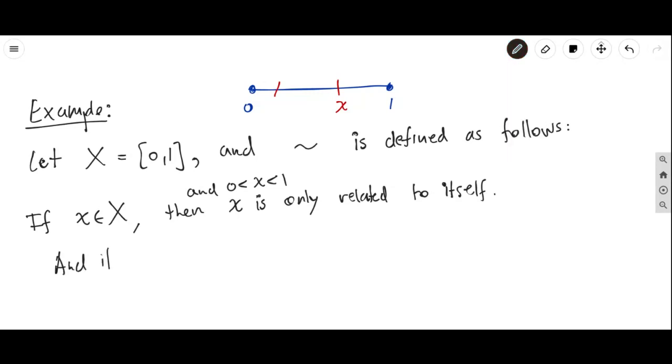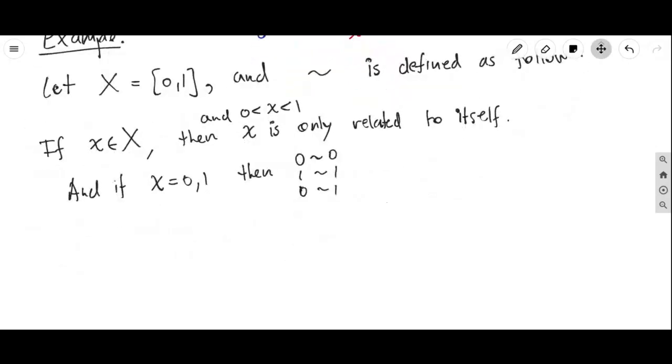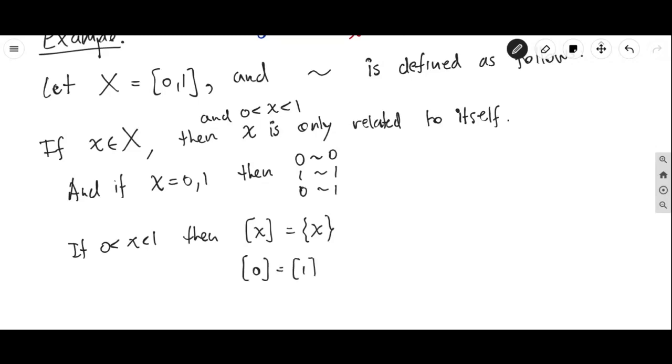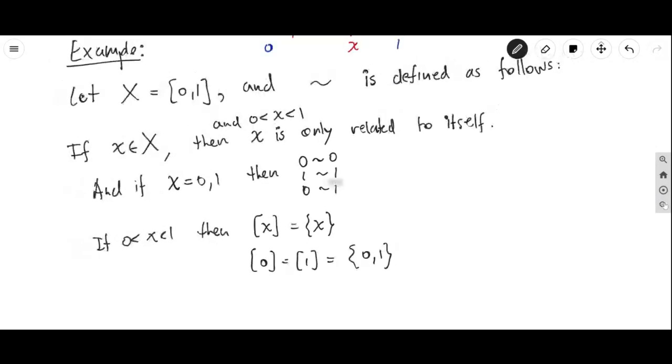And if x is 0 or 1, then you would say that 0 is related to itself. It has to be that 1 is related to itself and 0 is related to 1. So maybe this will make it easier for you. If x is between 0 and 1, then the equivalence class of x is just a set containing x, whereas the equivalence class of 0 and the equivalence class of 1 are the same, and it consists of 0 and 1. Okay, so that's the way you do it.